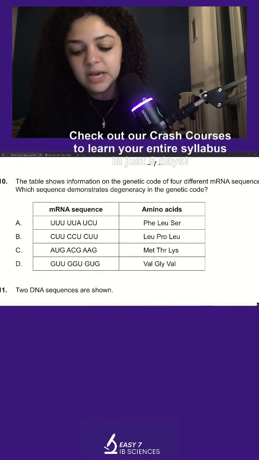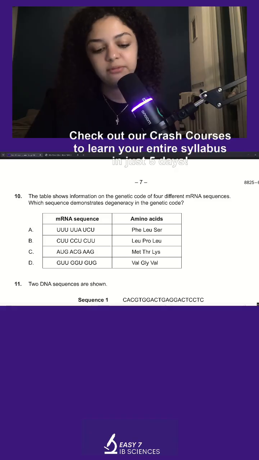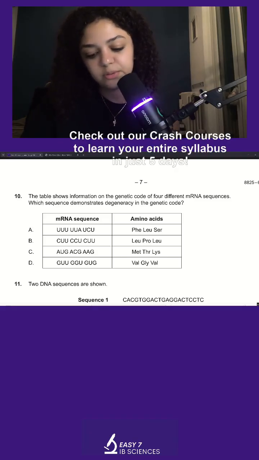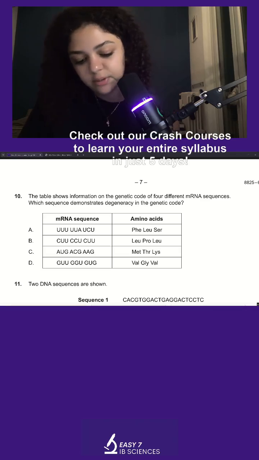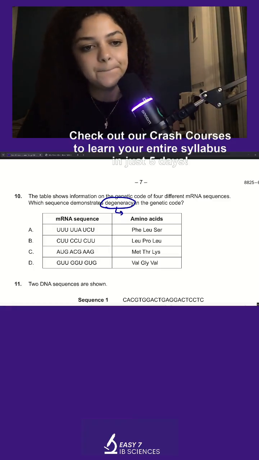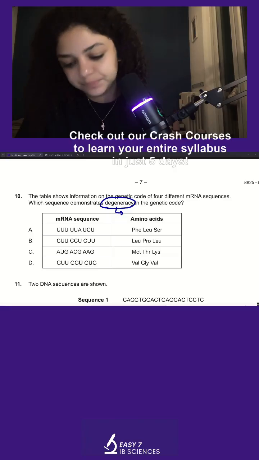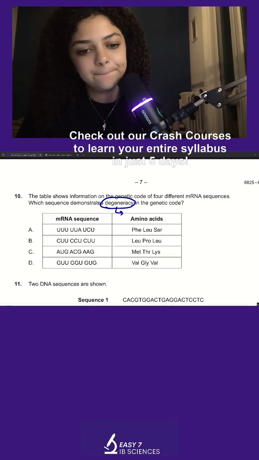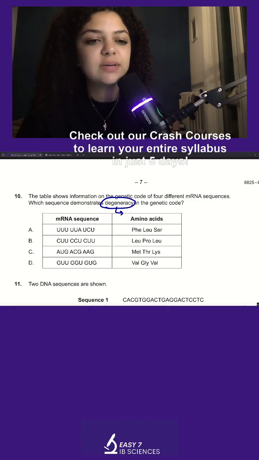Be proud of yourself. The table shows information on the genetic code of 4 different mRNA sequences. Which sequence demonstrates degeneracy in the genetic code? This is new syllabus, and we know degeneracy means what? You have to know this. I gave you a couple seconds. Codes for the same amino acids.